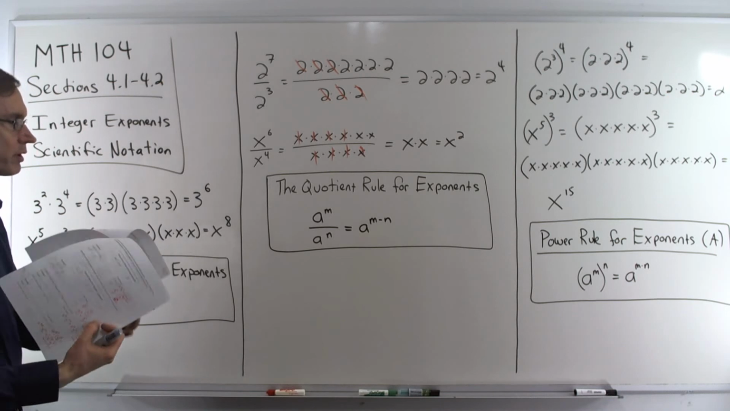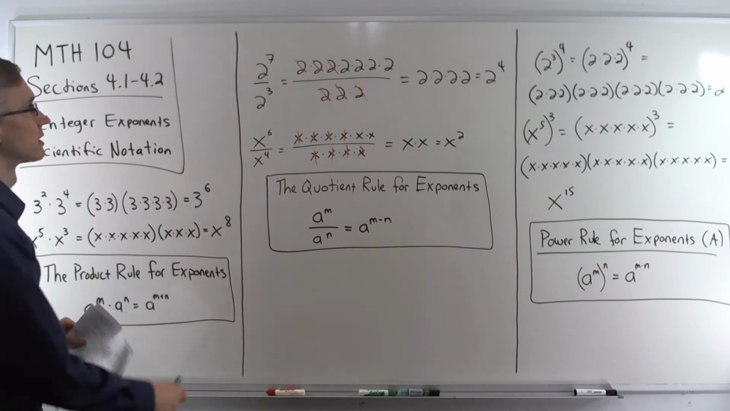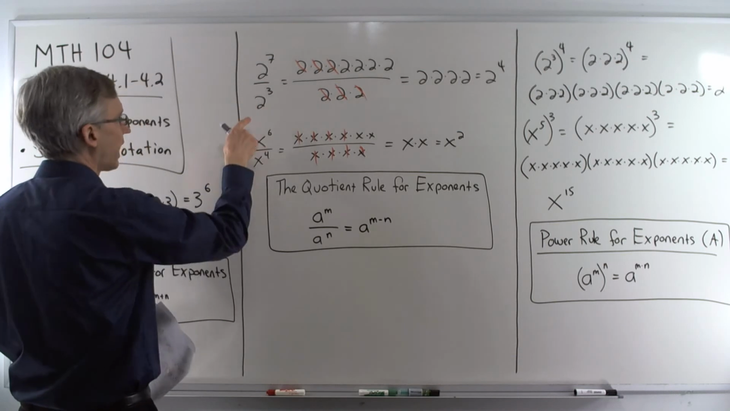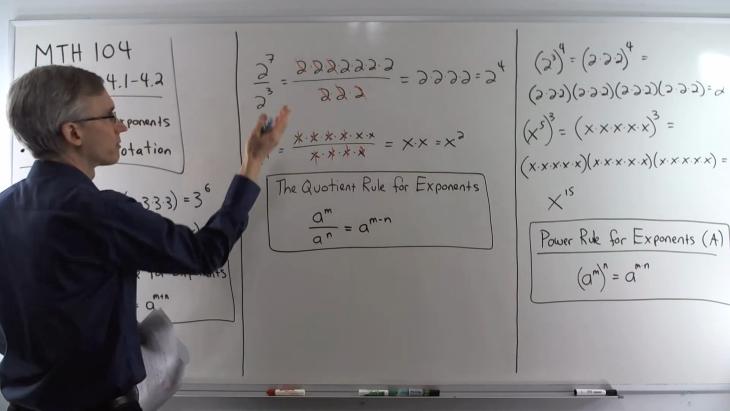Notice that these rules only work when we have the same base. 2 is the base here, 2 is the base here. If we had 5 to the 3rd down here, we wouldn't be able to do any canceling.